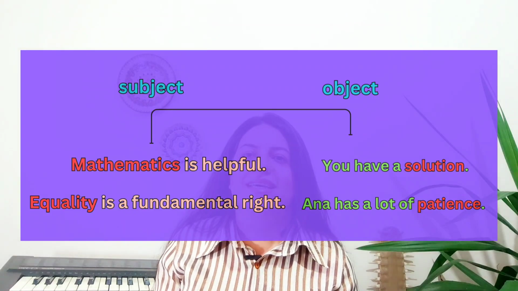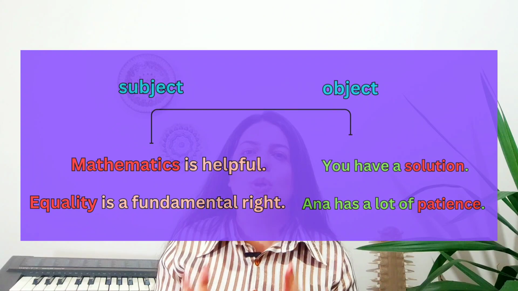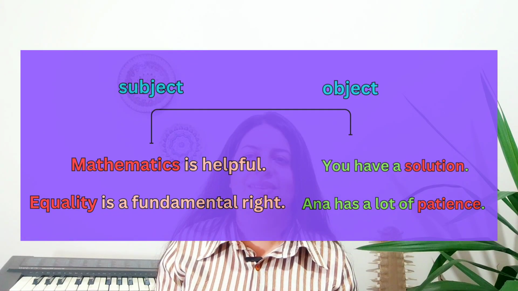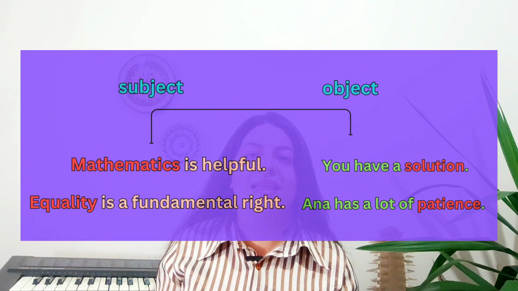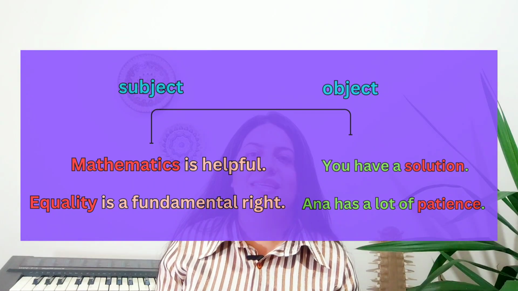Now that we've covered the basics, let's explore how to use abstract nouns in sentences. Abstract nouns can act as subject or object in a sentence. Here are some examples. You have a solution. Anna has a lot of patience. Mathematics is helpful. Equality is a fundamental right.